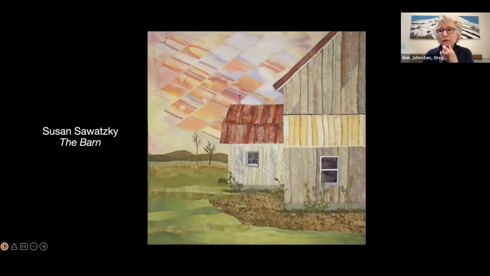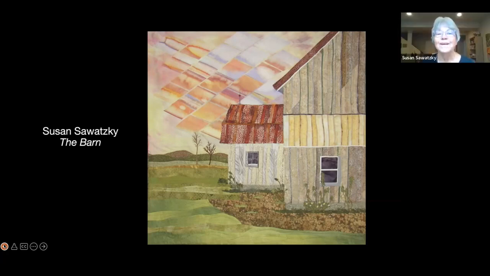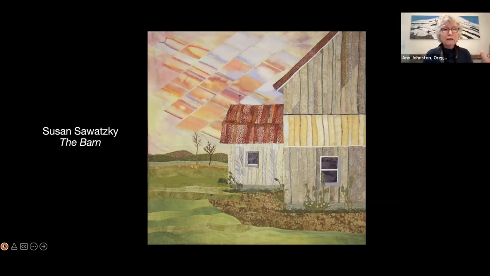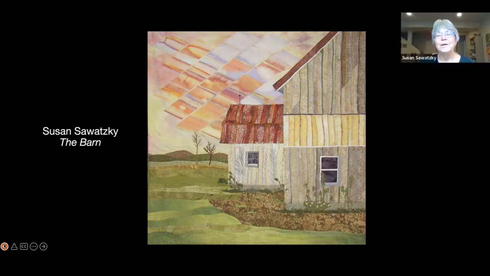So the question is now, what do the lines and shapes do for the design? I have no idea. Well, you have shapes that have created your subject matter. Right. The barn is a series of rectangles and triangles.